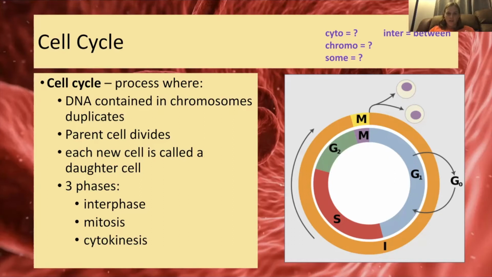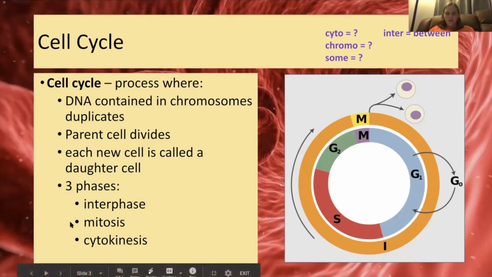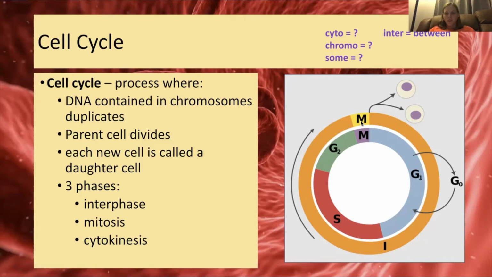parent cell. Now, the cell cycle is going to start with one parent cell, and it's going to split into two daughter cells. And there are three phases of the cell cycle: interphase, mitosis, and cytokinesis. And oftentimes these are lumped together into one phase, the mitotic phase. If we look at this pie chart of the cell cycle, you can see the interphase is the longest phase, and the mitotic phase takes up very little of the cell's life.